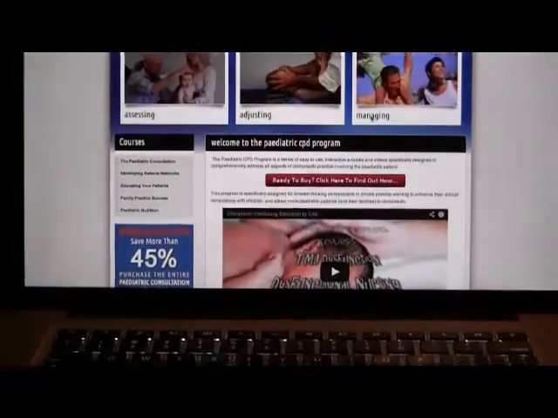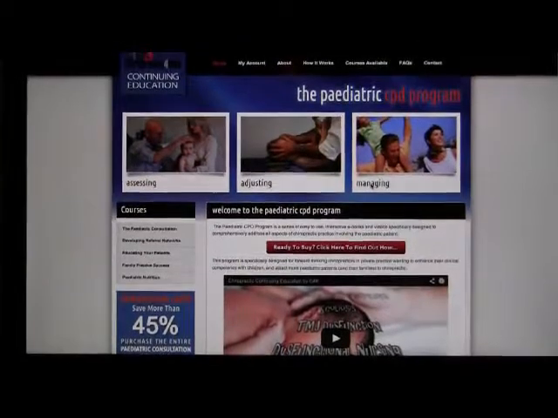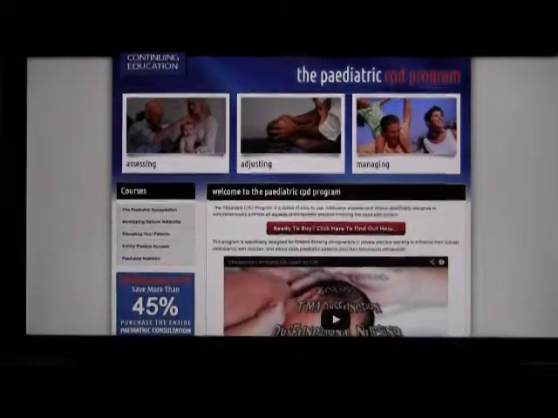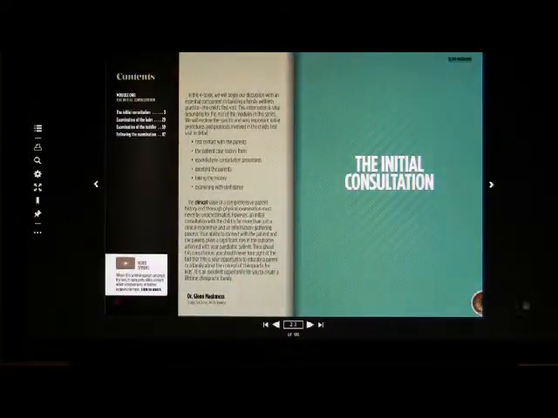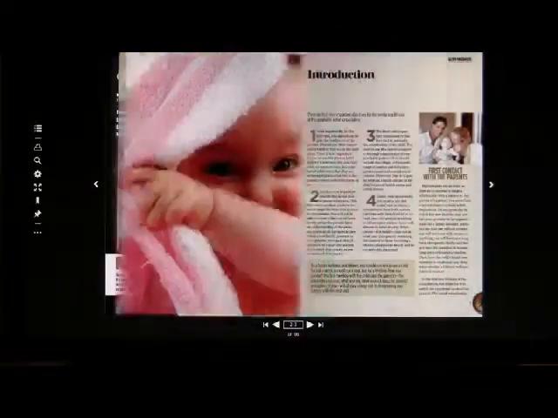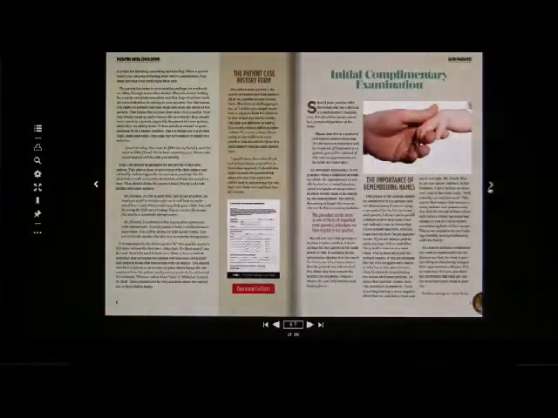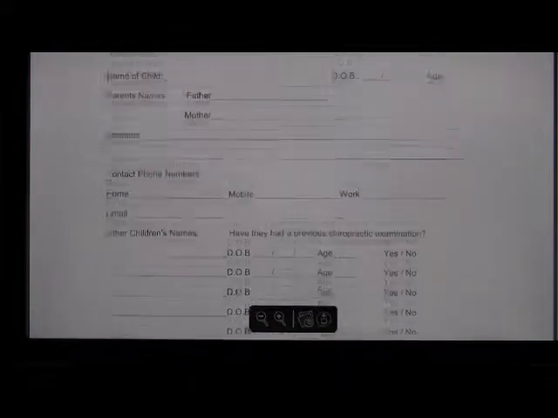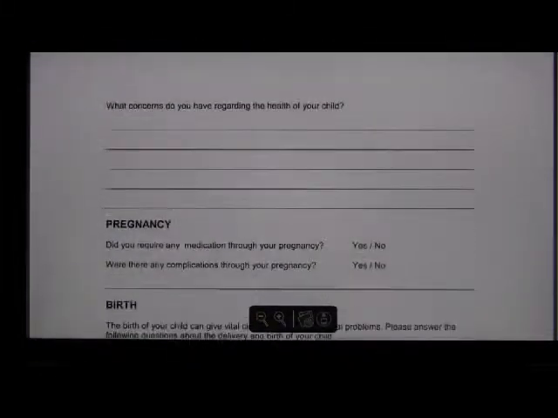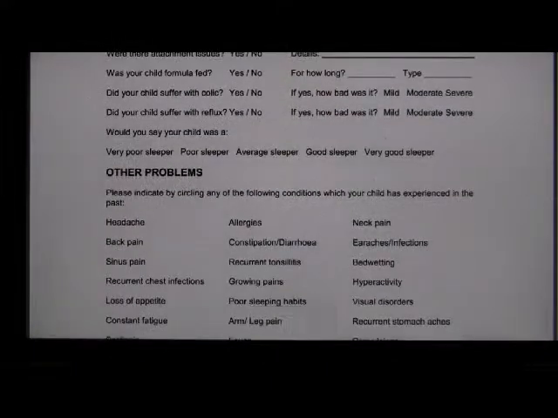Module 1 covers the initial consultation and is presented as a 96-page ebook which includes over 55 videos, as well as a child patient case history form which you can download to your computer and print on your office stationery. This form collects all of the relevant information you need from the parents, including details of the pregnancy, the birth, the child's medical history, plus so much more.